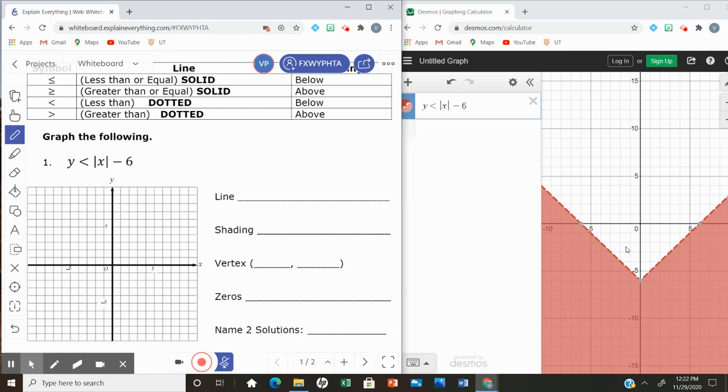What type of line did it produce? Hopefully you're able to see that before even graphing, but as you can see, the Desmos graphing calculator does this for you. It does give you a dotted line. And then where is the shading in reference to this absolute value graph? Is it above, which would be inside, or below, which would be outside? In this case, it is below. If you're still a little confused on whether that is above or below, go back to the inequality, which says less than, match it up, and in the table right here, it does say below.